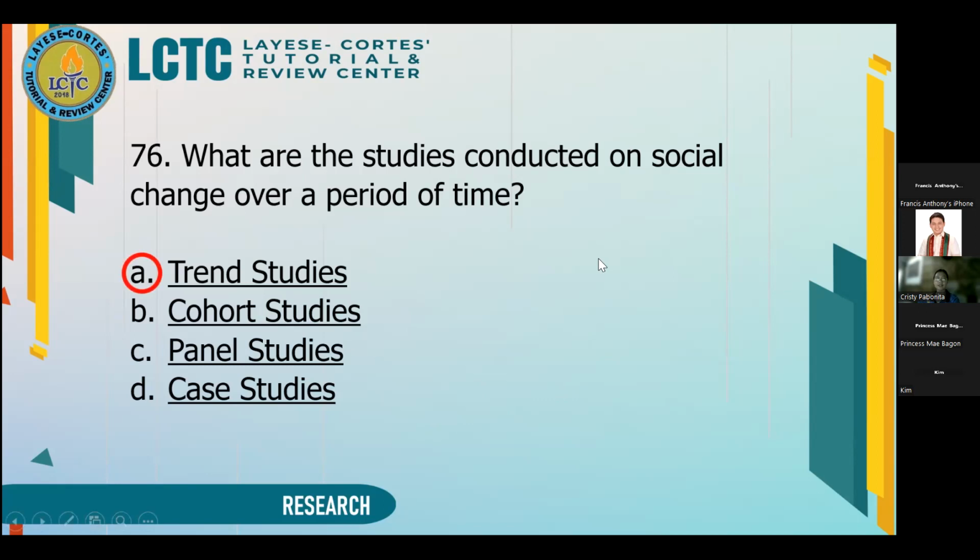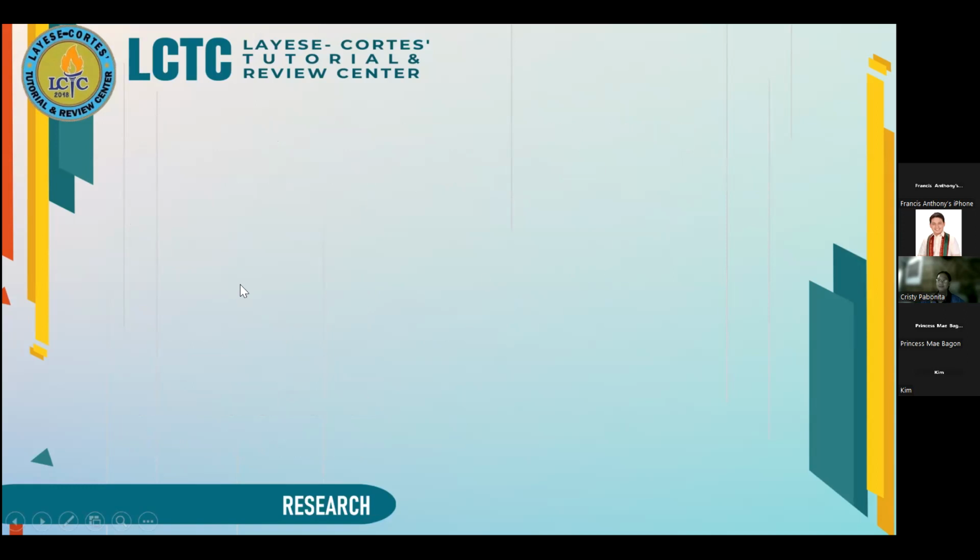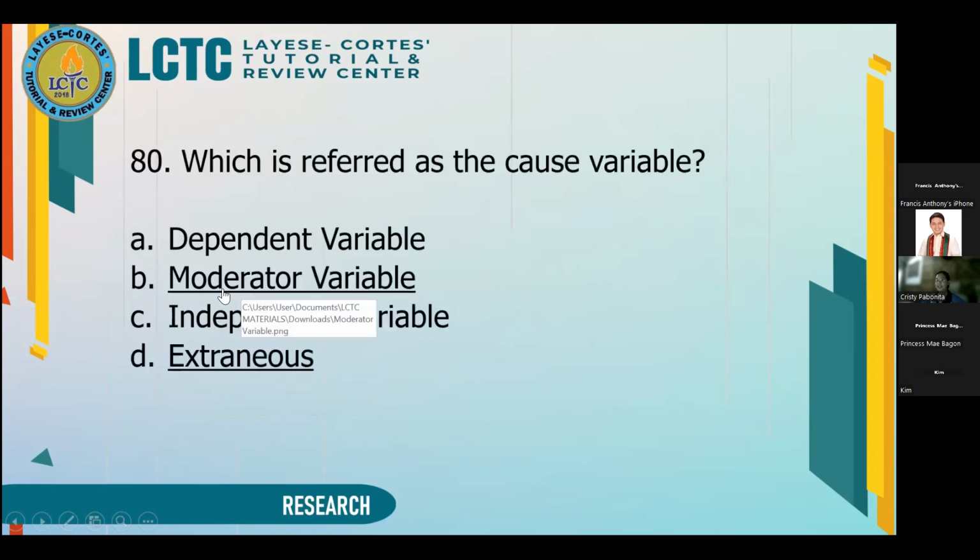So next, what is a deliberate deception used by advertisers when they say join the thousands who have chosen to switch to the better network? What fallacy is that? Bandwagon. Yes, that is bandwagon. Generalizing, right? So it says join, you also follow.